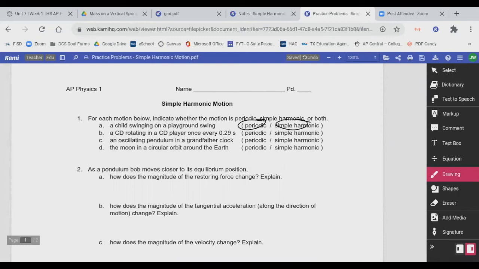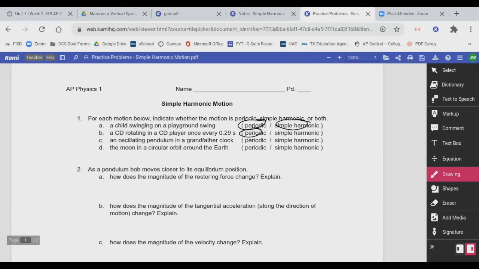What about a CD rotating in a CD player? I know we don't listen to CDs anymore, but they do exist. A CD rotating in a CD player once every 0.29 seconds. Is that periodic? Yes, absolutely. Is it simple harmonic? Correct, it is not simple harmonic, because it doesn't change directions. It does not have a restoring force. It's just going one way, like the earth going around the sun. So be careful on that. All simple harmonic motions are periodic, but not all periodic motions are simple harmonic. It's like all squares are rectangles, but not all rectangles are squares.